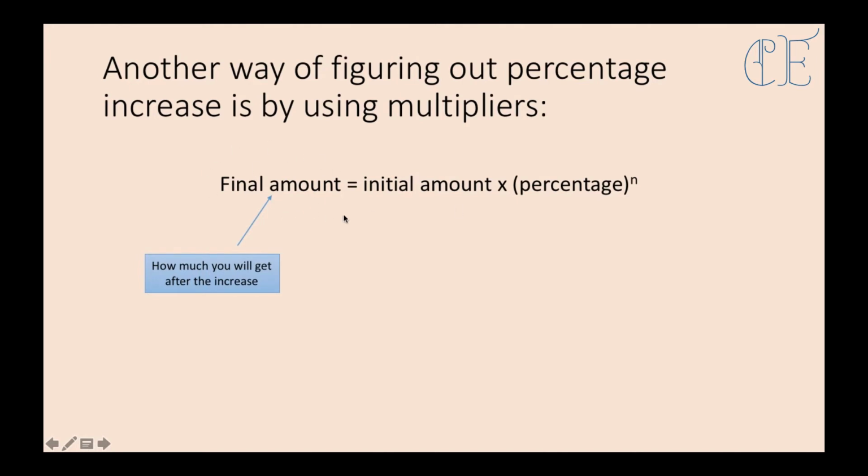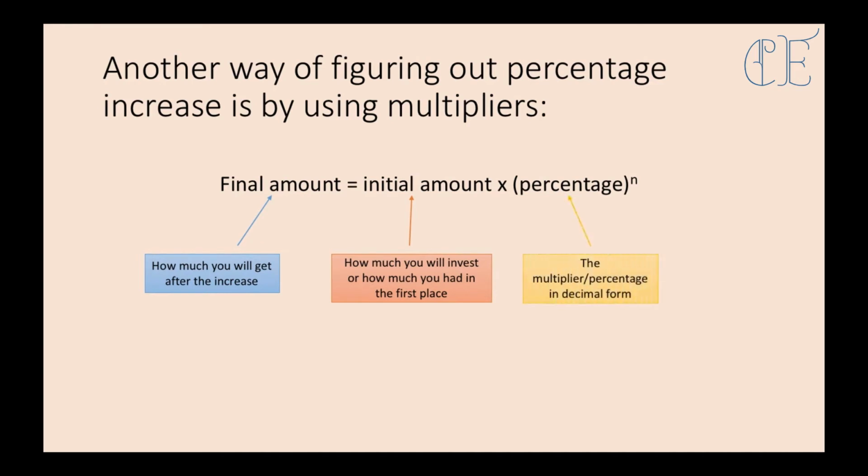In formulas, we always put that at the beginning. The initial amount is how much you put in, how much money you invest, or how much money you put into a savings account. Your percentage is the multiplier, but that's like in decimal form. And then your n is the number of years. Okay, so it'd be to the power of however many years. And I'll show you that in more detail in a second.